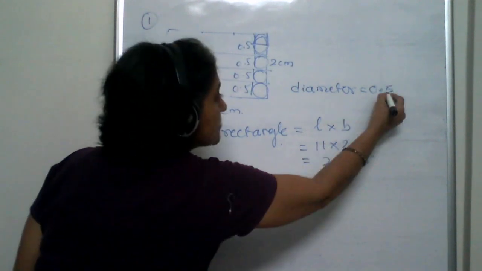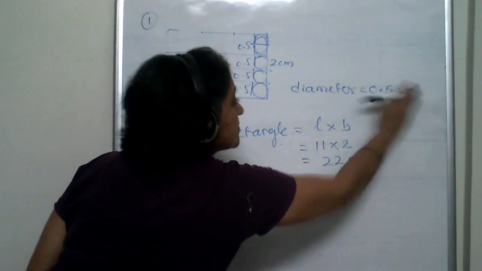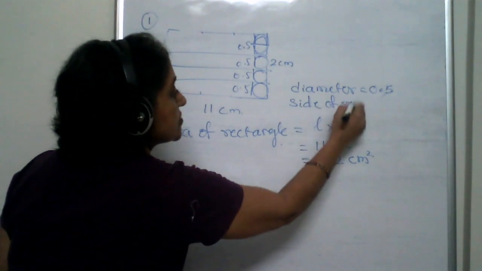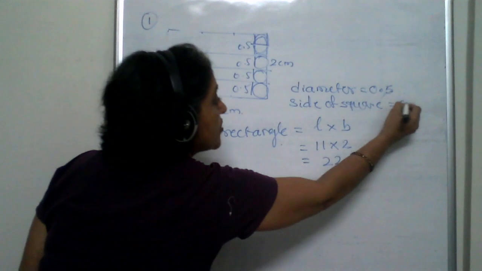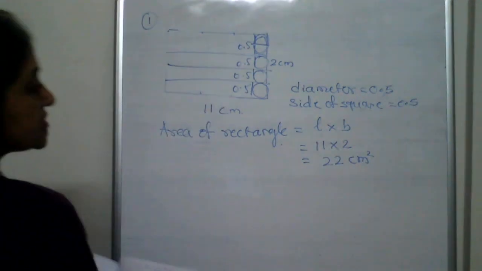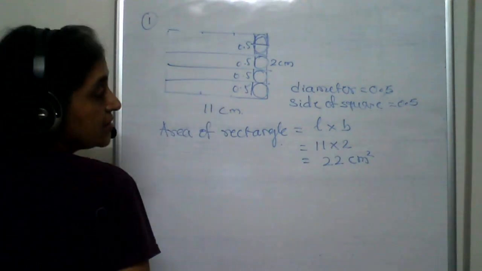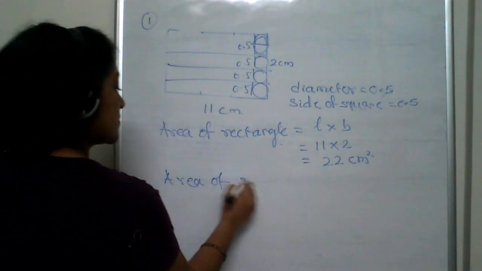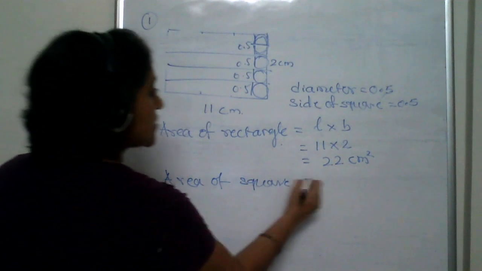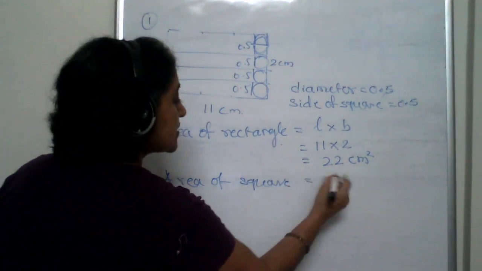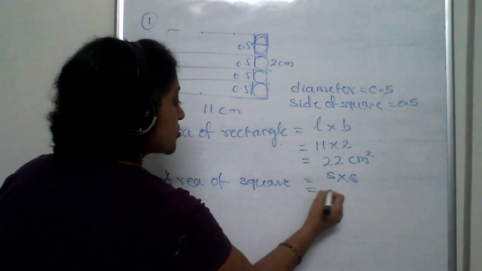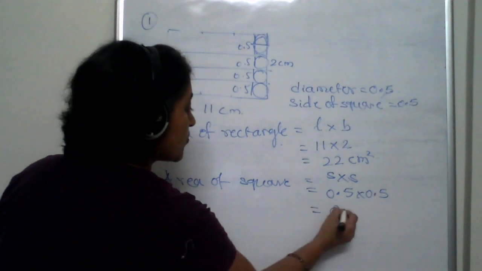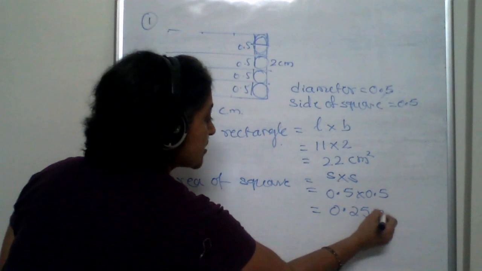So this only becomes what? Side. Okay, I'll write side of square is equal to 0.5. So if side of the square is 0.5, I can find the area of the square. Now area of square is equal to, what is the formula? Side into side. So 0.5 into 0.5, you get 0.25 centimeter square.